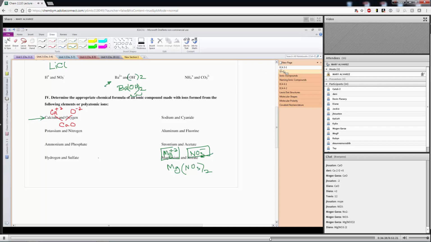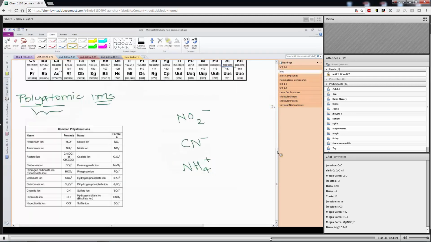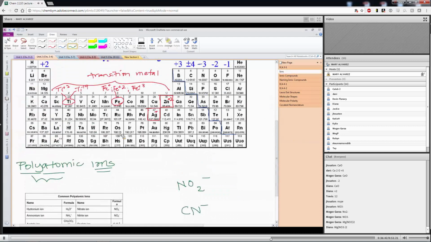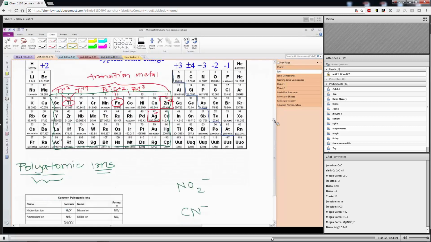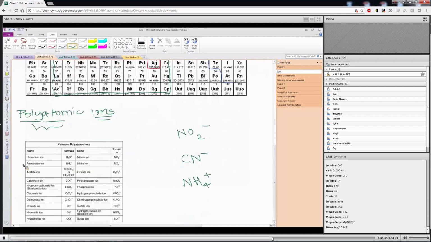But what if I was making an ionic compound with ions that are transition metals? Things that I don't automatically know what the charge is. That's crazy. Or what if I was looking at an ionic compound that was made from a polyatomic ion that's not listed here? These are just the common ones, dude. There's lots more. Guaranteed, there's hundreds of them. You don't have to know them all. These are the ones you need to memorize.